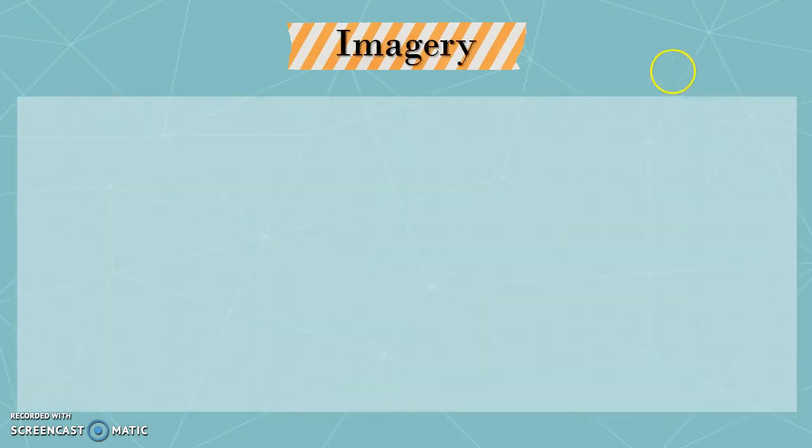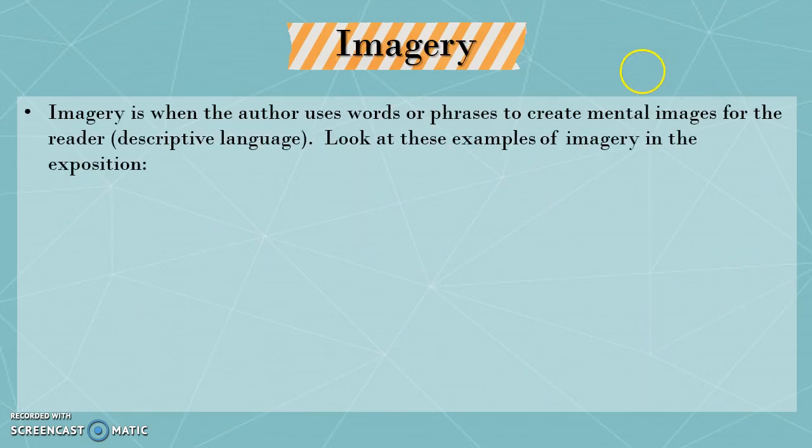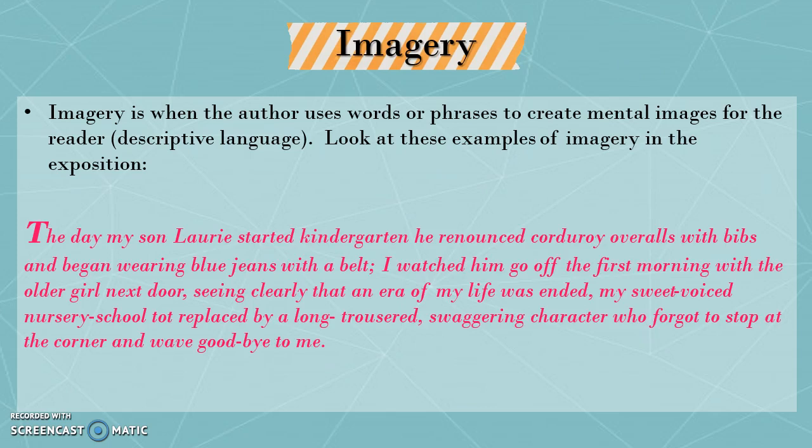Look at the imagery in a story. Imagery is when the author uses words or phrases to create mental images for the reader. It's descriptive language. Look at these examples of imagery in the exposition. The day my son Laurie started kindergarten, he renounced corduroy overalls with bibs and began wearing blue jeans with a belt. I watched him go off the first morning with the older girl next door, seeing clearly that an era of my life was ended. My sweet-voiced, nursery school taught, replaced by a long-trousered, swaggering character who forgot to stop at the corner and wave goodbye to me.